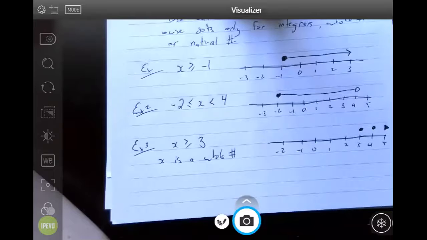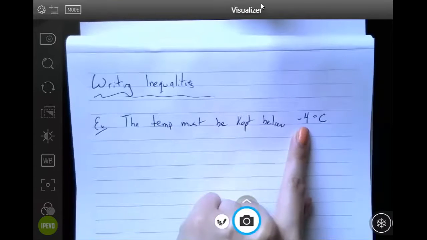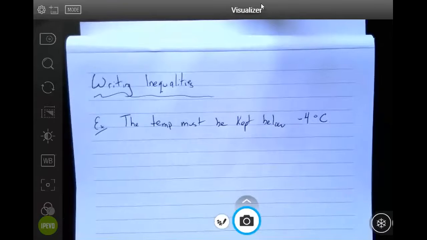The next thing I want to look at is how to write them. So when we're writing inequalities, you'll be given a scenario, and then you'll have to identify whether your variable is greater than, less than, greater than or equal to, or less than or equal to the number or numbers that you're given. Usually, if you only have one number, you would write the variable, then the symbol, then the number. So that's the case here. We're only given one number. So I'll start with the variable.